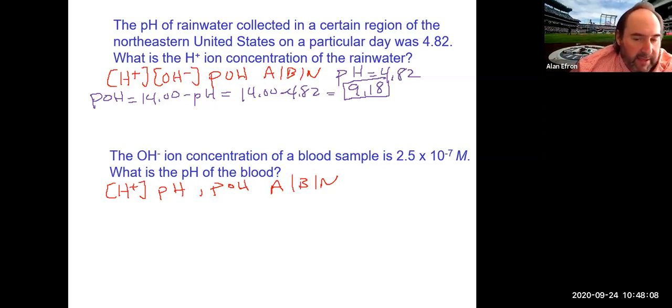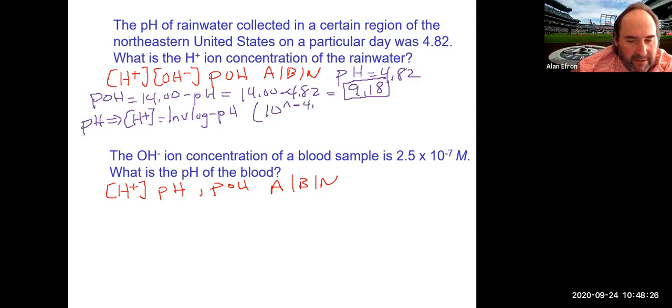Now, since we have the pH, we can also directly get the H plus concentration from it. The H plus concentration would be the inverse log of the minus pH. So on your calculator, that's going to be 10 and caret. Make sure you make it negative 4.82. If you do that, minus 4.82, that is 1.5 times 10 to the minus 5.